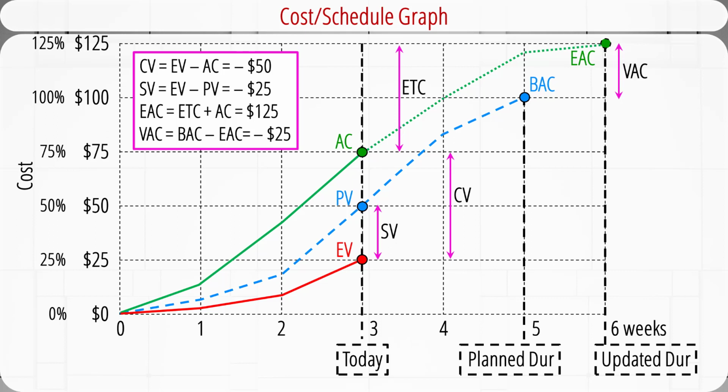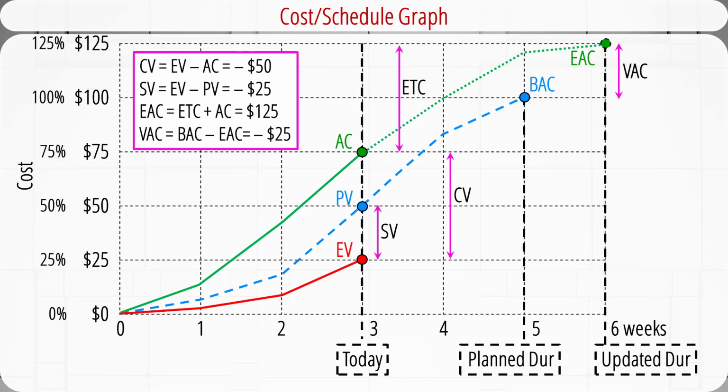The budget at completion, BAC, for the project is $100 or 100%, and the duration of the project is 5 weeks according to the baseline plan. The red curve at the bottom is earned value, EV, and the green curve at the top is actual cost, AC.